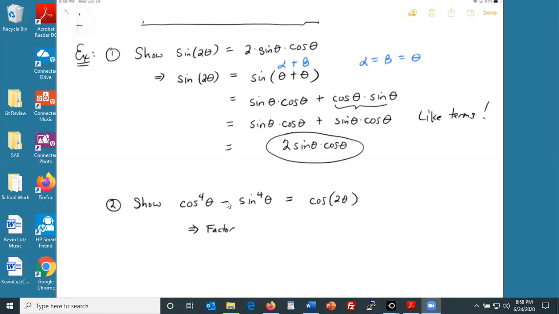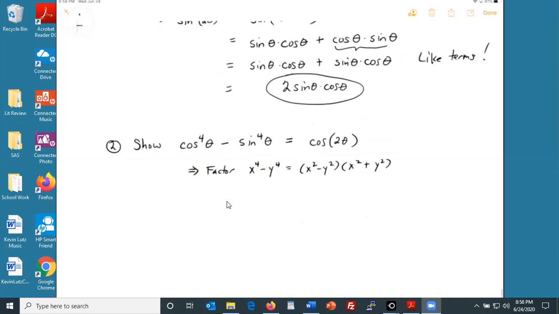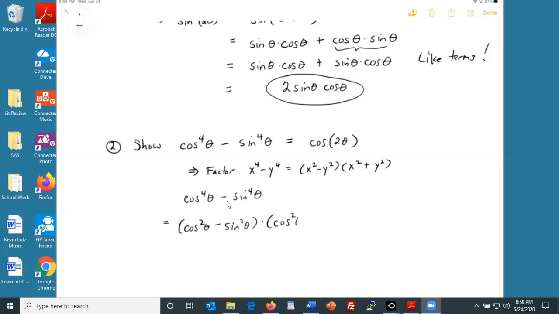We're going to use the fact from basic algebra that if it were x to the fourth minus y to the fourth, this would factor into x squared minus y squared times x squared plus y squared. It's one of those differences. So doing that to the trig stuff, the cosine to the fourth minus sine to the fourth would equal cosine squared theta minus sine squared theta times cosine squared theta plus sine squared theta.